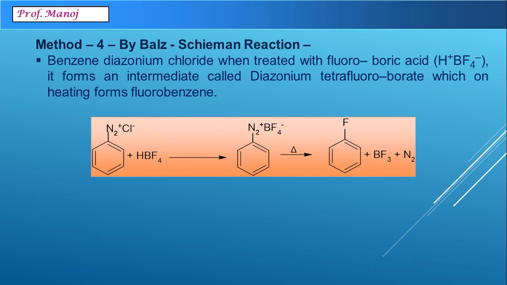Now imagine this reaction carefully. We have benzene diazonium chloride. Now here HBF4 when treated, the cation and anion get exchanged. So you can see N2+ remains as it is and fluoroboric acid's anion BF4- takes the place of Cl-. Upon heating further, the byproducts can be seen as nitrogen gas, fluorine connected to the benzene ring, and boron trifluoride separates. This method is called Balz-Schiemann reaction.